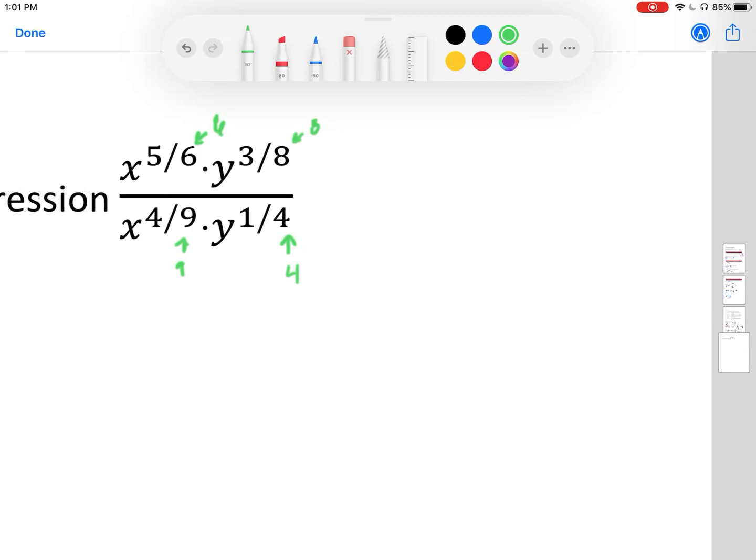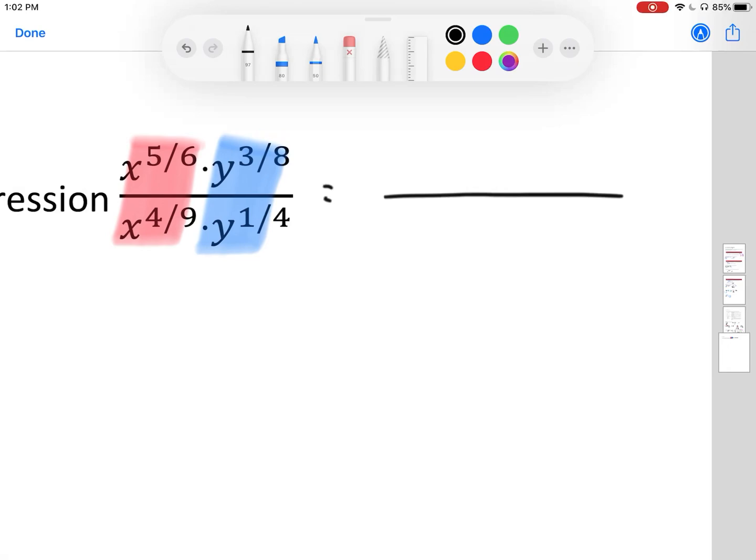Well, before we begin, let's simplify. I see that we have x's and y's that we can work with first. According to our rule of exponents, if I have the same base, I can subtract them, right? So I have x, and we subtract top minus bottom. So I have 5/6 minus 4/9. And for my y's, I have 3/8 minus 1/4. So let's go ahead and subtract.